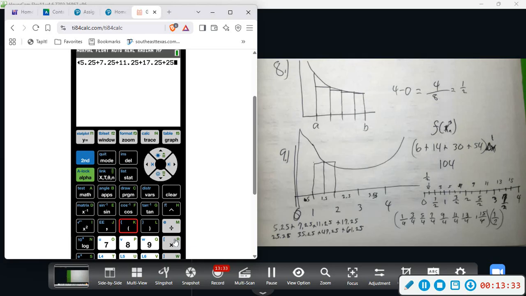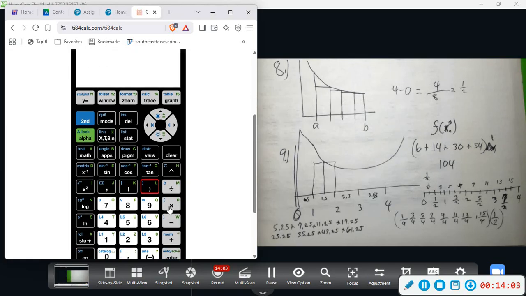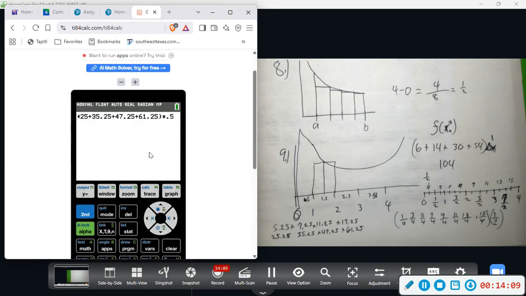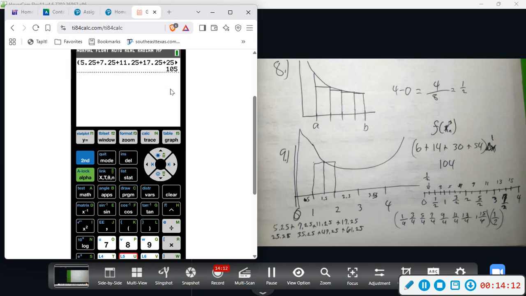25.25, 35.25, 47.25, and then 61. All right, we'll close that, and then we'll multiply this by 1/2, because our base times height. All right, and that gives us 105.